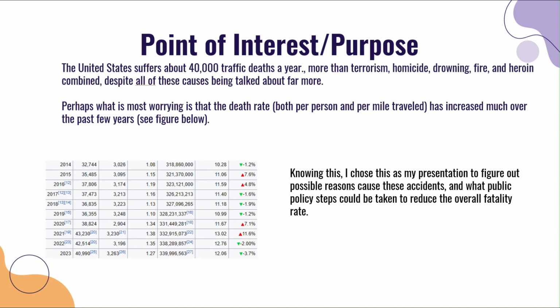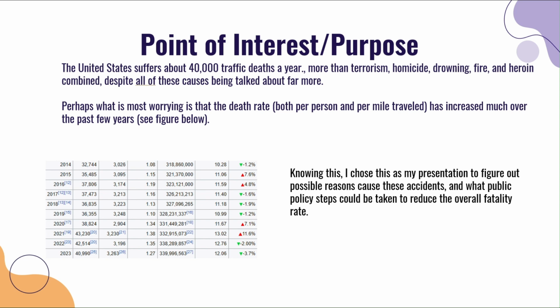Well, the United States suffers about 40,000 traffic deaths a year, which is more than a bunch of other causes that get way more news attention. And perhaps even more troubling is that automotive accidents are actually increasing in the United States as compared to a lot of other causes which are decreasing. Because of this, I chose this as my presentation to figure out what possible reasons cause these accidents and what public policy steps could be taken to perhaps reduce the overall fatality rate.